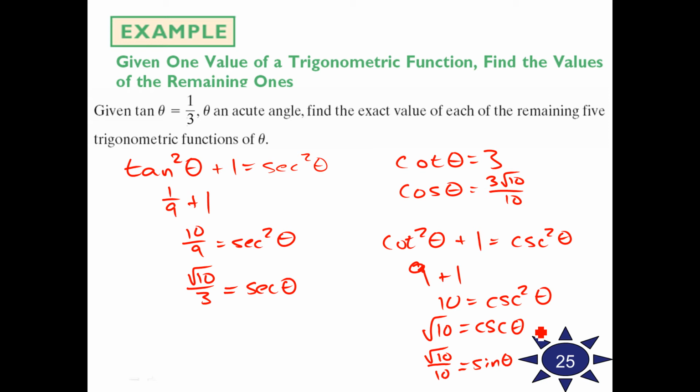All right, so 2 methods. You can use either one. In this problem, it probably would have been easier to draw the triangle, but I wanted to show you the other option. Here's our triangle. Tangent is opposite over adjacent. And then we know 1 squared is 1, 3 squared is 9, so this side would be root 10. There's all those root 10s that we've been seeing throughout this problem. All right, try problem 25.